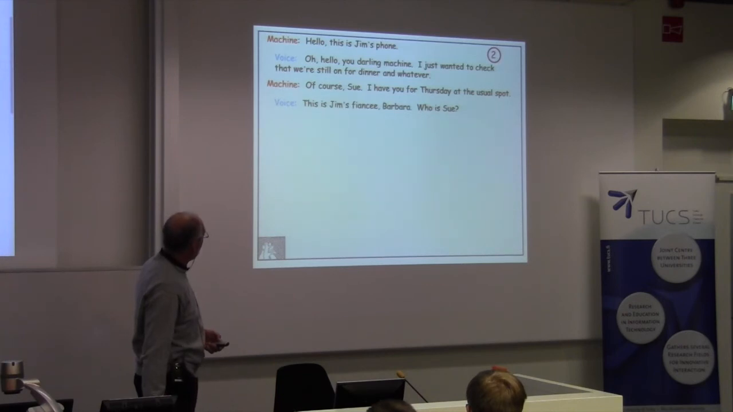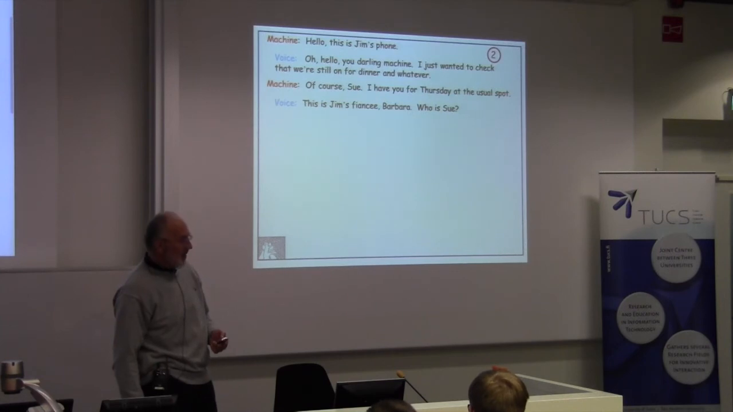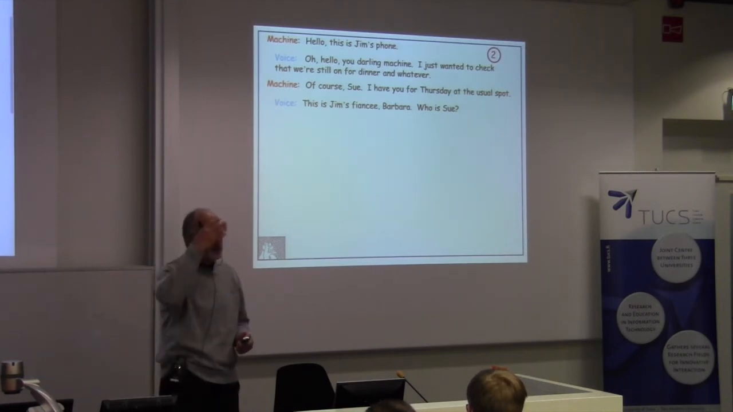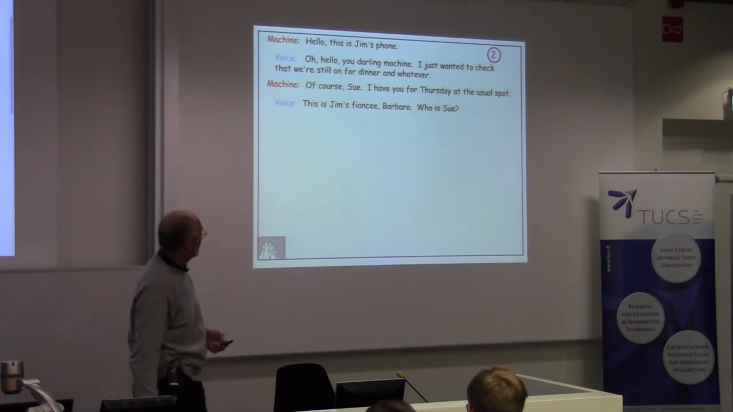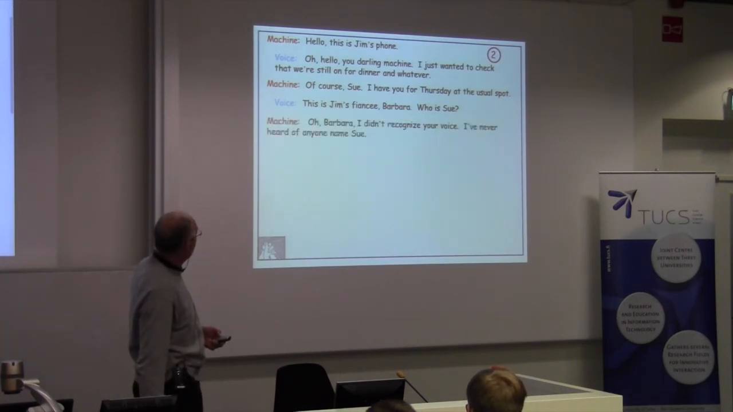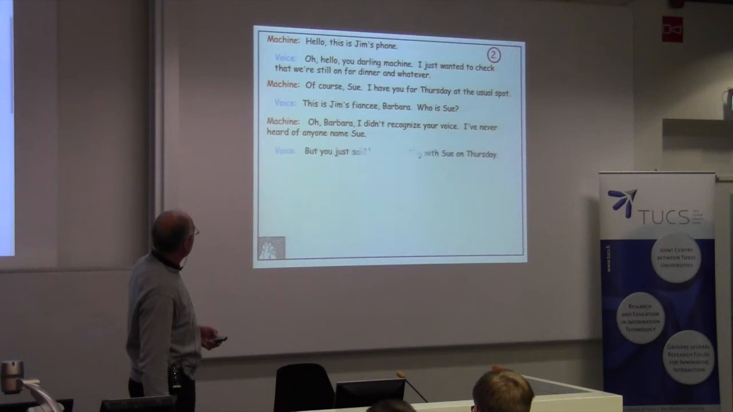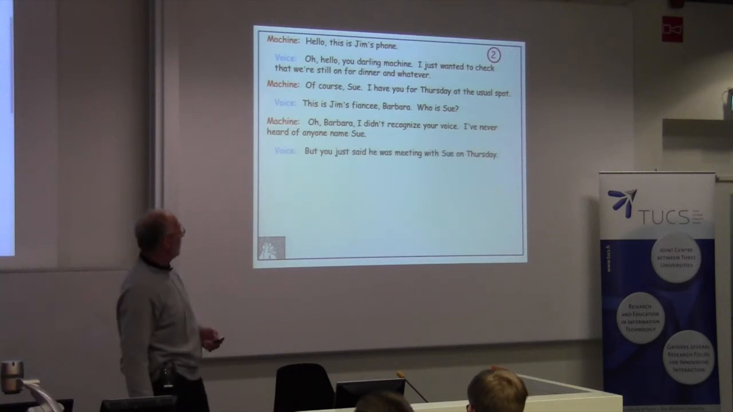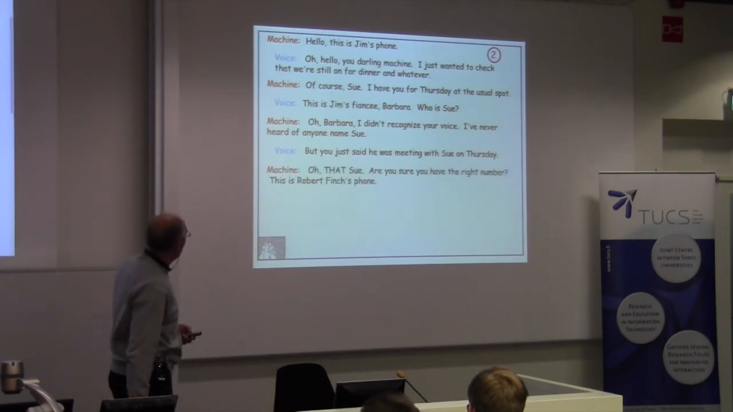This is Jim's fiancée, Barbara. Who the hell is Sue? So at this point, of course, the machine is beginning to sweat, cold sweat, trying to get out of the situation. So the machine says, oh, Barbara, I didn't recognize your voice. I've never heard of anyone named Sue. So she says, well, you just said he was meeting with Sue on Thursday, so by this time he's flowing with cold sweat. Oh, that's Sue.